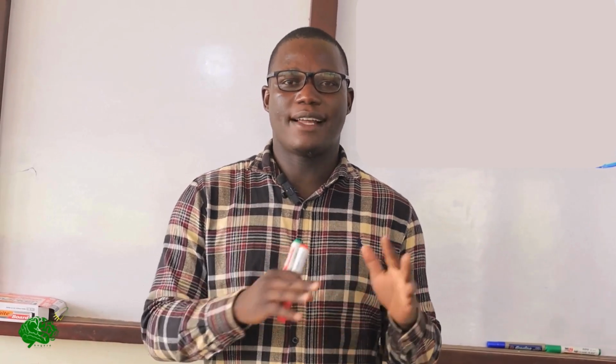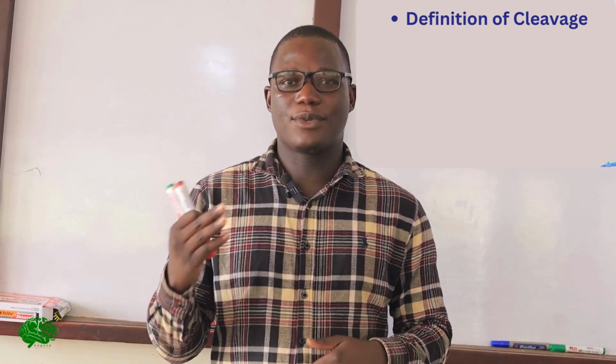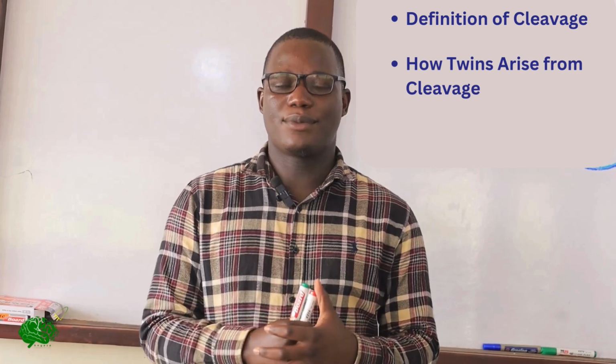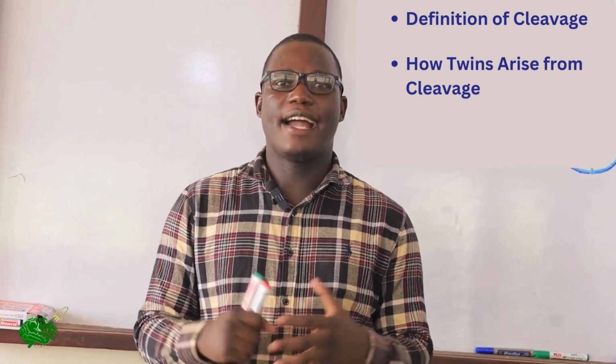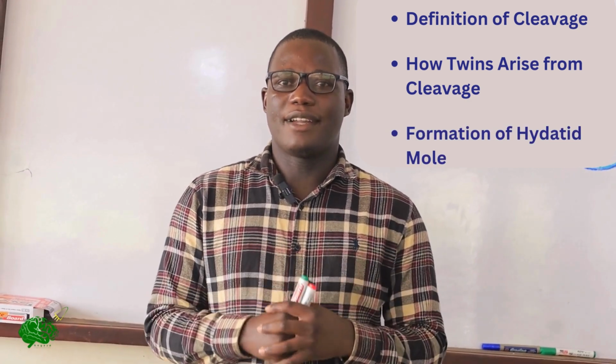Today's discussion: today we shall be looking at cleavage, blastocyst formation, and twinning. By the end of this discussion, we should be able to know what cleavage is, the basic process that occurs during cleavage, and how this process may result in twin pregnancy. We should also be able to appreciate the formation of hydatidiform, which is an abnormality associated with a blastocyst.